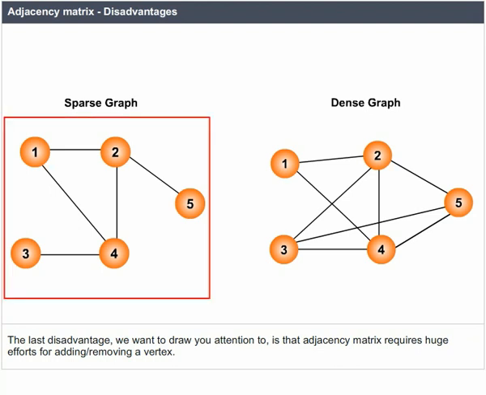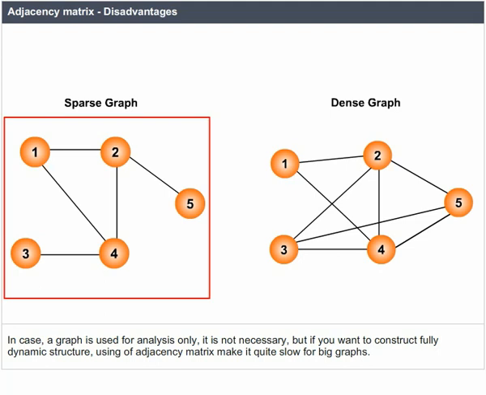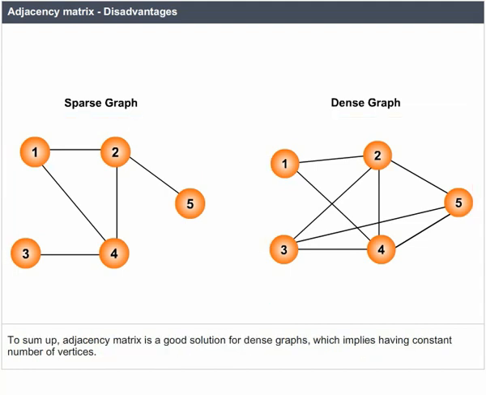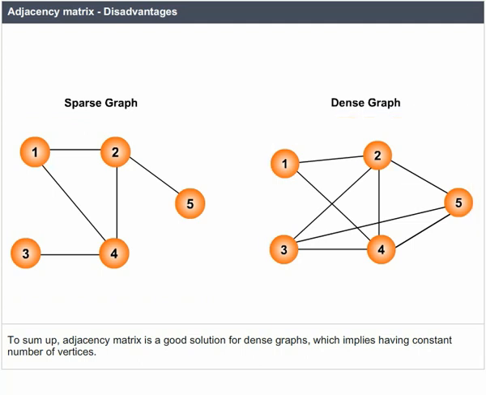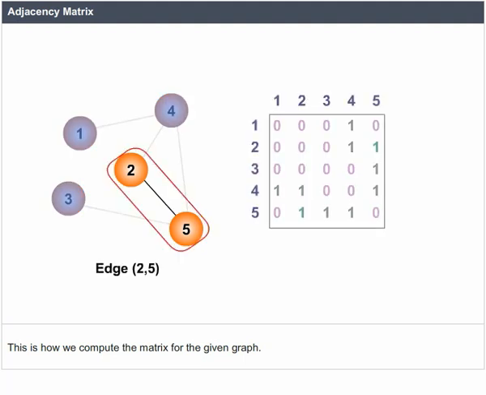The last disadvantage we want to draw your attention to is that adjacency matrix requires huge effort for adding or removing a vertex. In case a graph is used for analysis only, it is not necessary. But if you want to construct a fully dynamic structure, using an adjacency matrix makes it quite slow for big graphs. To sum up, adjacency matrix is a good solution for dense graphs, which implies having a constant number of vertices. This is how we compute the matrix for the given graph.